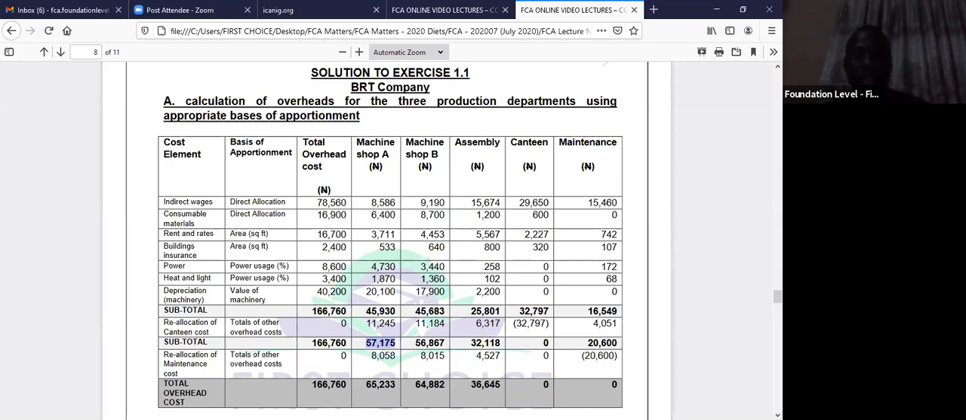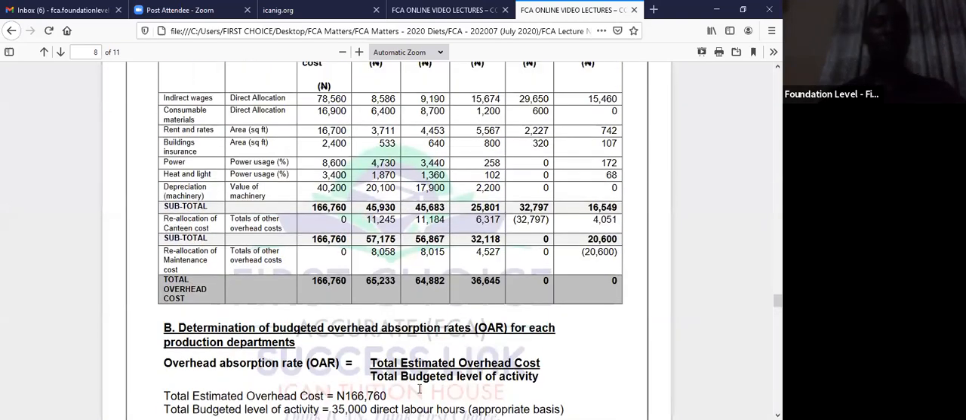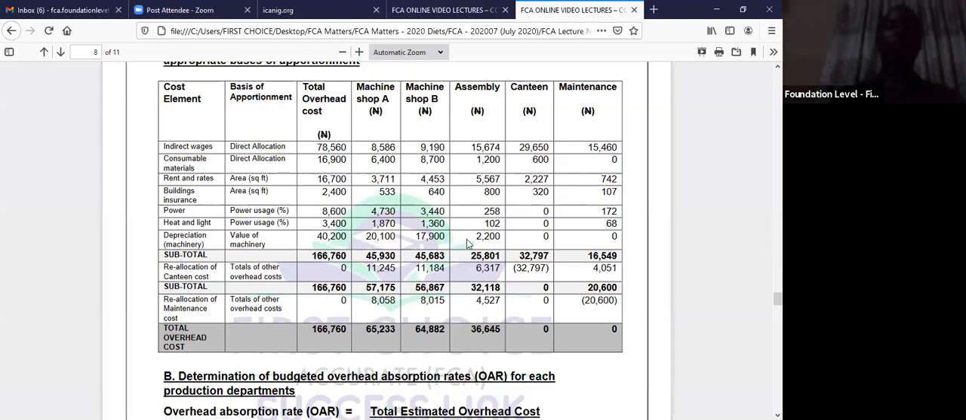That way, you have removed canteen and you have removed maintenance, and everything is going to the three departments as required in your question. Okay, so that is how you do your question number A.